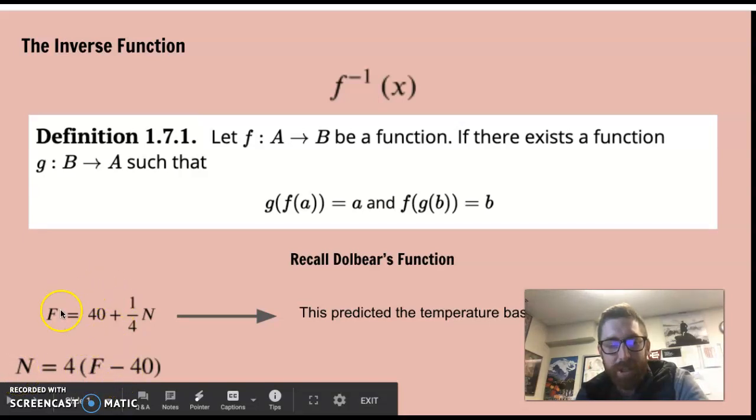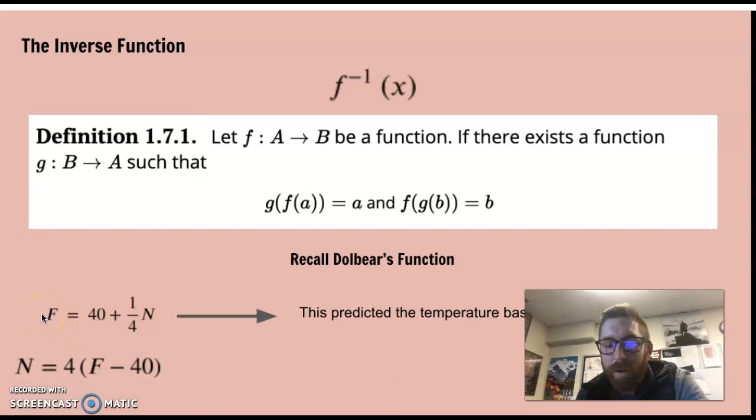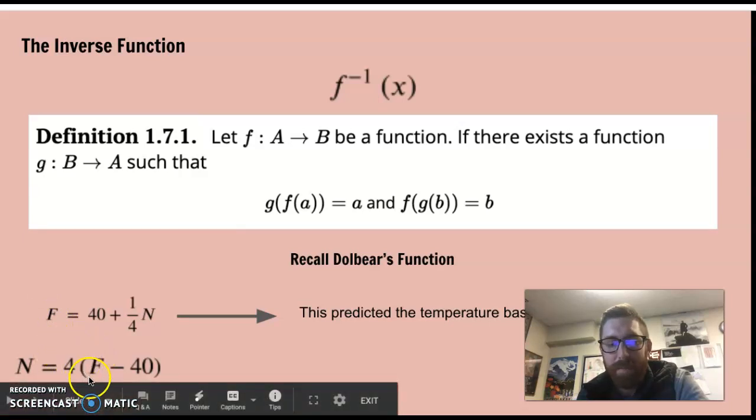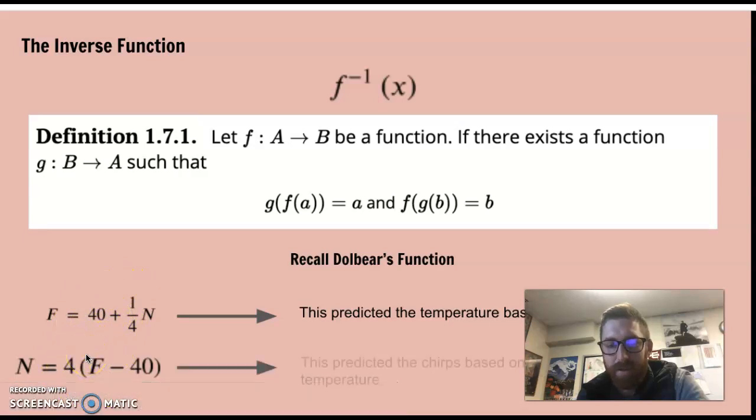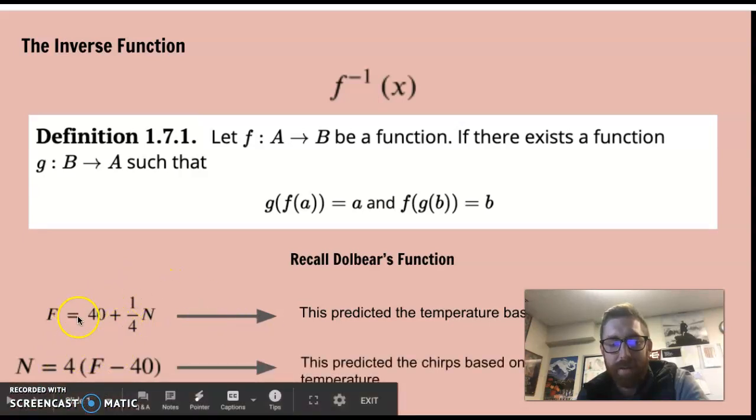Now this function, if I type in an n, should give me a specific f. If I heard 16 chirps, it should be 44 degrees. It should work backwards too. I should be able to type in 44 degrees in here and get 16 chirps. So both this needs to be a function and this needs to be a function. The two need to be functions together. The original and the opposite side of the coin both need to be functions, and if that happens, then the inverse exists.